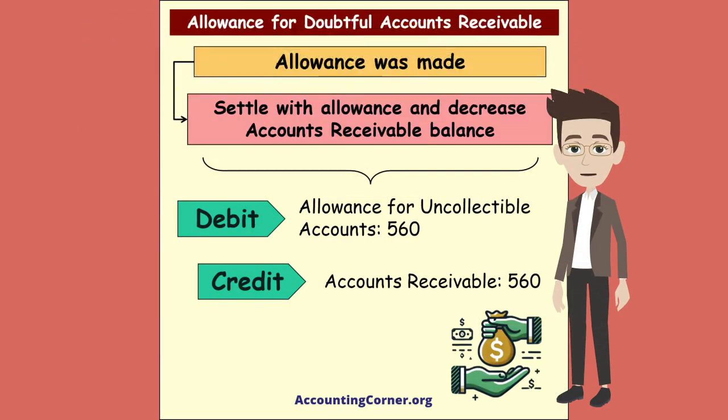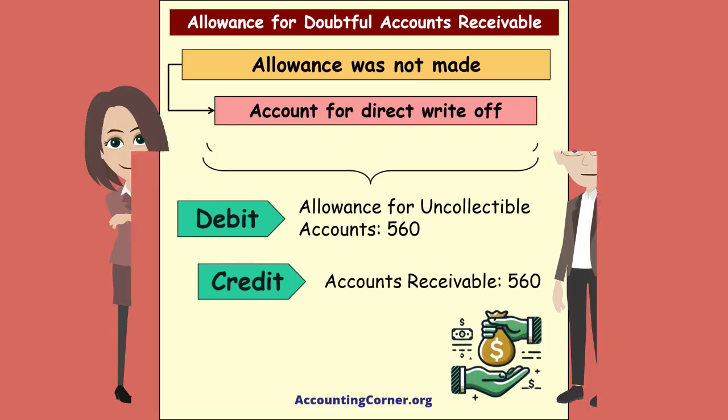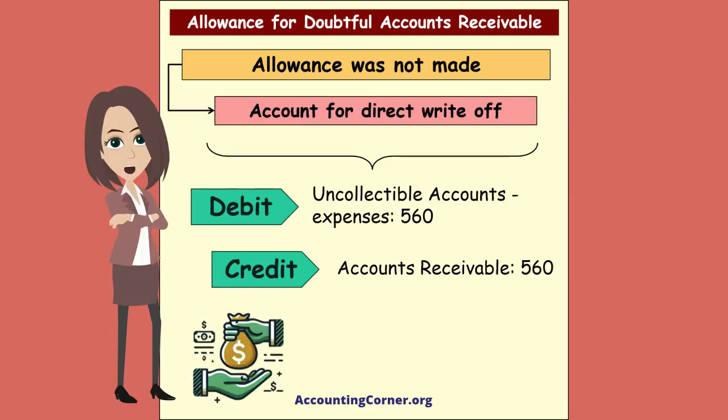When a specific bad debt is written off and an allowance was already made, the business settles the debt by debiting the allowance for uncollectible accounts and crediting accounts receivable. This reduces the receivable and the allowance. If no allowance was made, the bad debt is written off directly by debiting uncollectible accounts expenses and crediting accounts receivable. This method immediately recognizes the loss in the business's financial records.